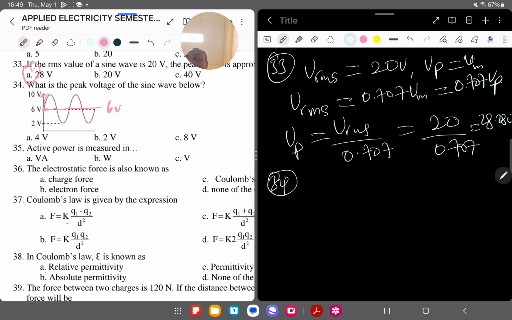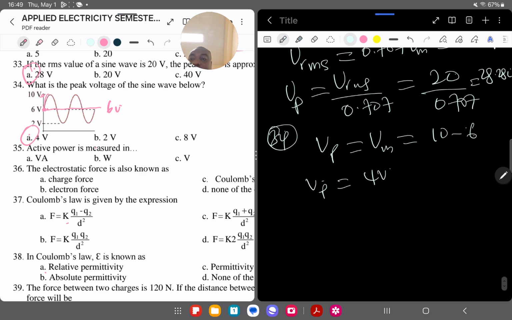So when it comes to getting the peak voltage here, which is the same as the maximum voltage, here we can just take 10 minus 6, right? So we have 10 minus 6, so that will give us 4 volts. So the answer here will be 4, because here the reference is 6 volts, not 0, as we always see.